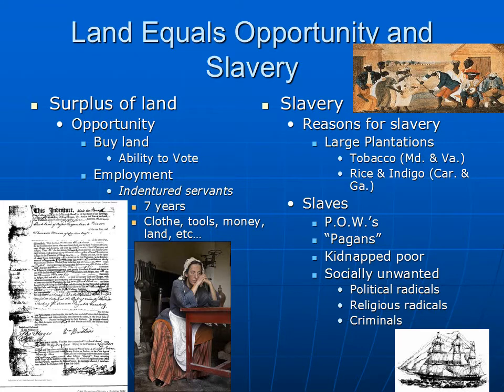Both of these groups, indentured servants and slaves, had a very difficult life. Both had the opportunity to gain their independence. Under slavery, though, it all depended on the master and if he would free them of their servitude.